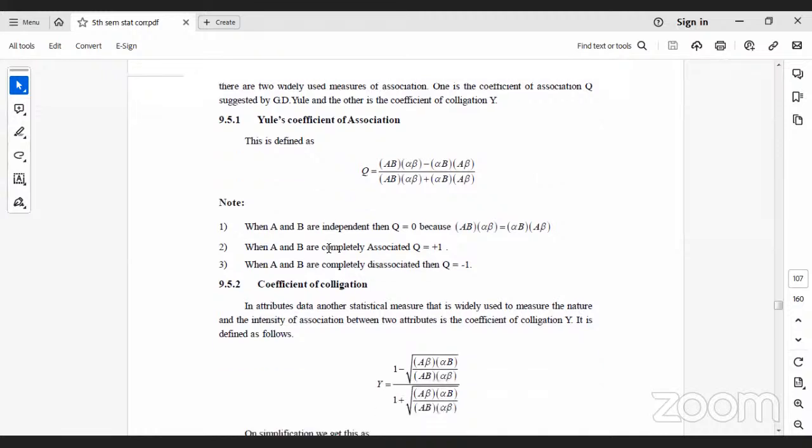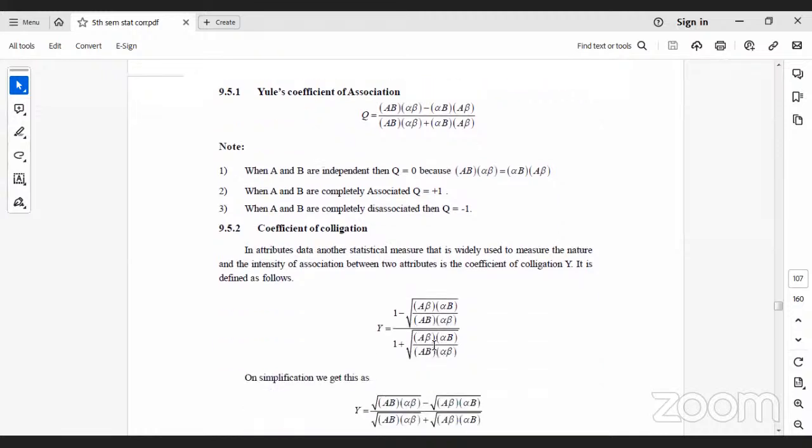Coefficient of colligation. In attribute data, another statistical measure that is widely used to measure the nature and intensity of association between two attributes is the coefficient of colligation Y. It is defined as follows. The formula of the coefficient of colligation Y is equal to (1 minus the root of A beta alpha B by AB alpha beta) divided by (1 plus the root of A beta alpha B by AB alpha beta).